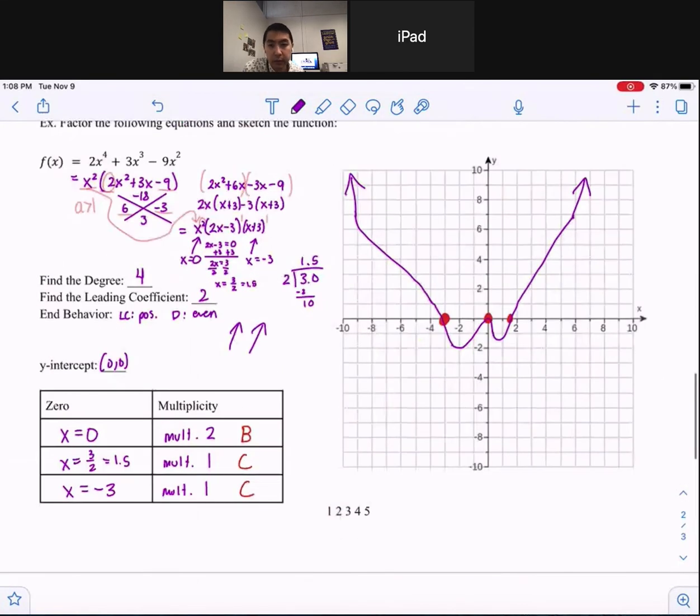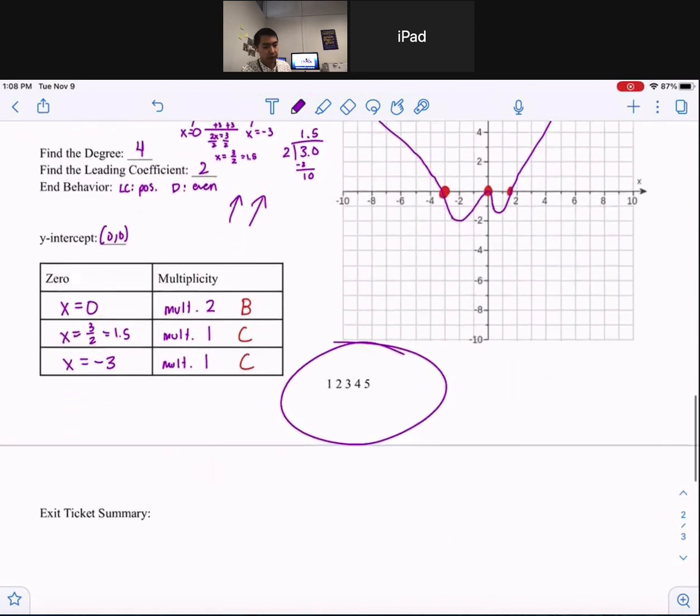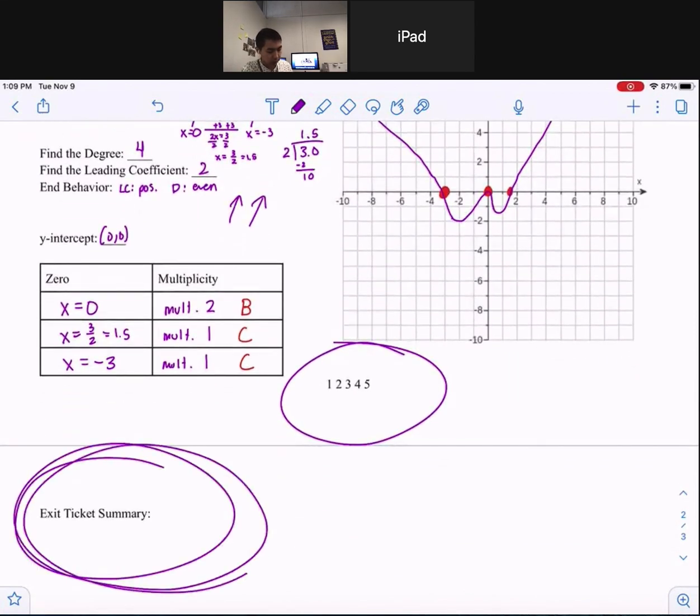So consistently practice your graphing. Again, make sure you do your scale of 1 to 5. And please, please, please don't forget what's one new thing you learned in this lecture.